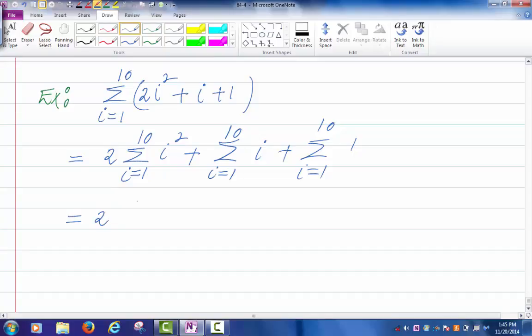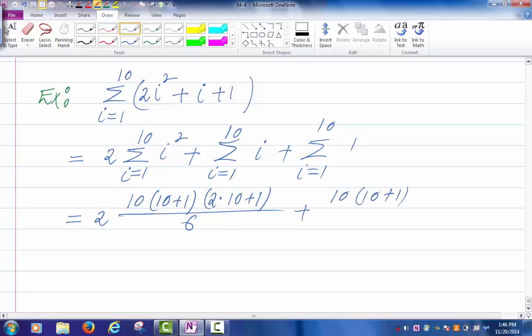And then we can apply the formula here. What's the sum of the i squared, i going from 1 to 10? Well, in this case, n is 10. So in my formula, we're going to plug in n equals 10. So remember that is n times n plus 1 times 2n plus 1 divided by 6. And for the sum of i, it is n times n plus 1 divided by 2. And the sum of 1, it means that you are adding 1 ten times, so you get 10.